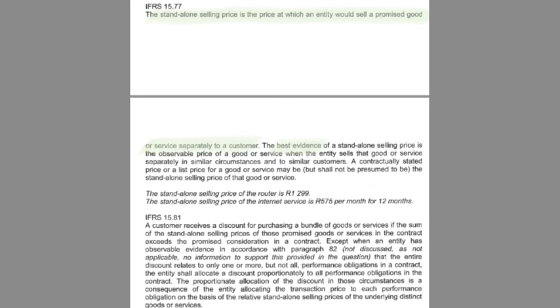So if we take it back to this specific question and we apply the information in the question, the standalone selling price of the router is $1,299, because that would be the price if TellMeMore sold the router, not as part of a data package, all on its own to a customer. That is what it would cost. The standalone selling price of the internet service is $575 per month for 12 months. How do we know that? Well, if you do not take a router and you only take the internet service, that is what you would pay. So that is standalone for this specific performance obligation.